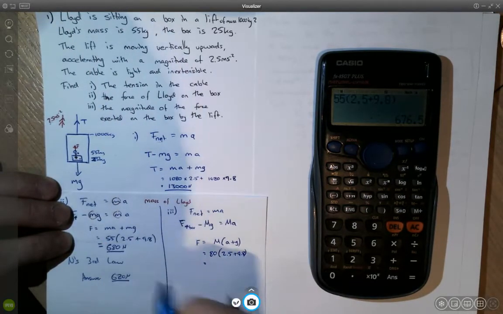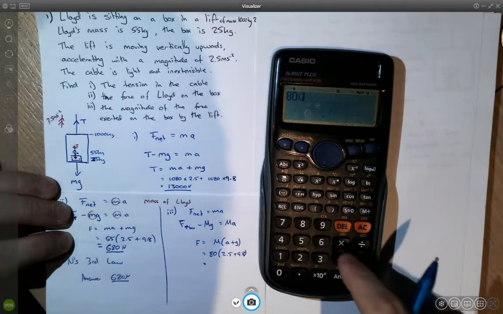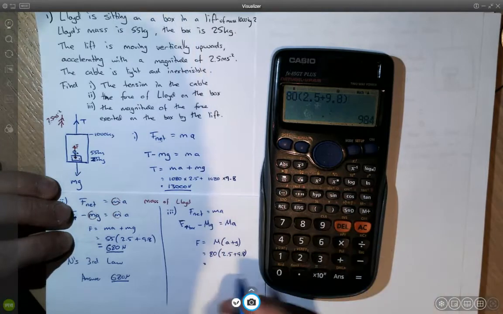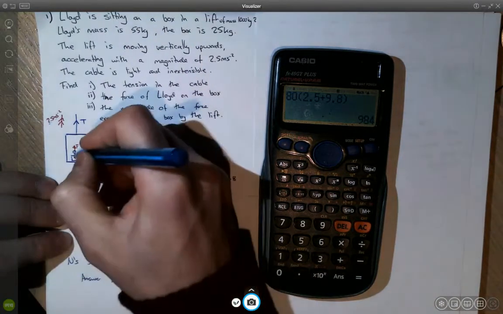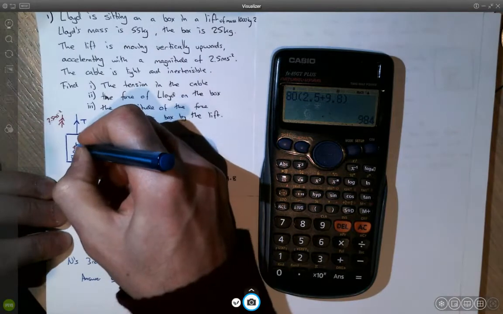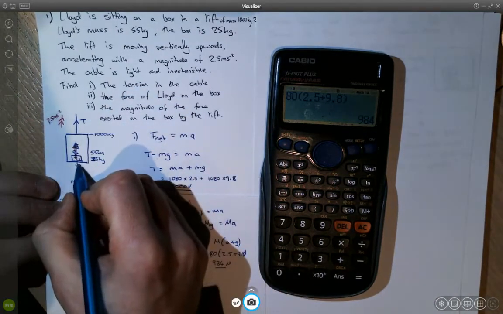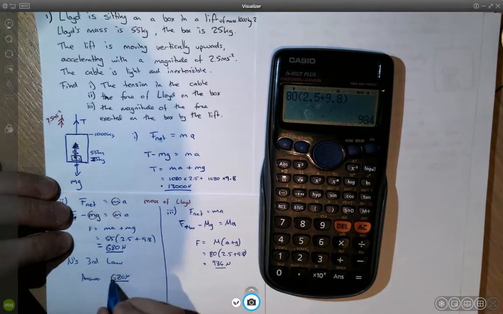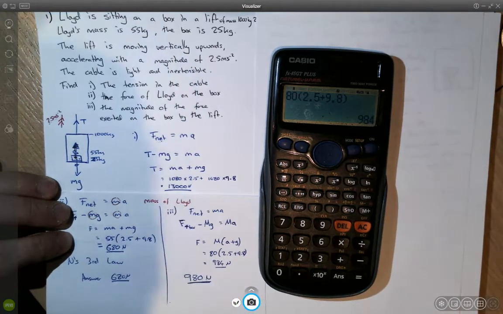So the force on the box to make it accelerate is 984 newtons. So that is going to be the upwards force here. So what force is down is the box exerting on the lift, but again, by Newton's third law, it must be the same. So the answer is again 984 newtons, or 980 newtons.